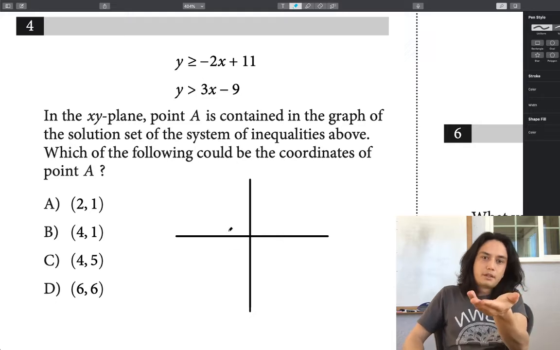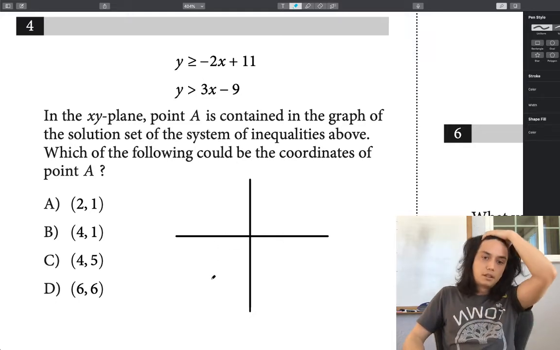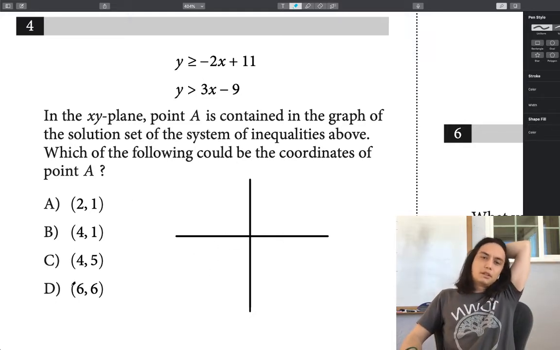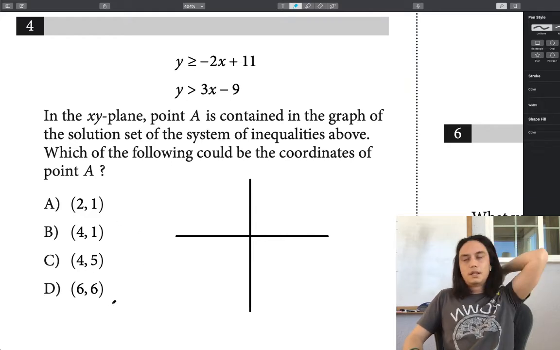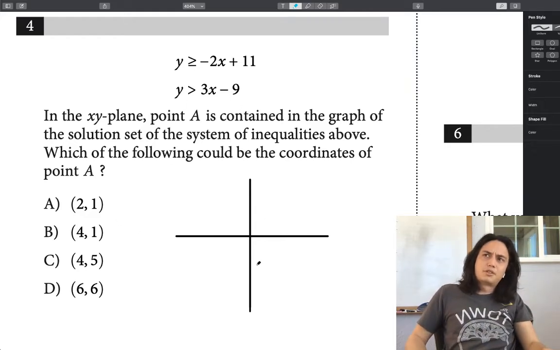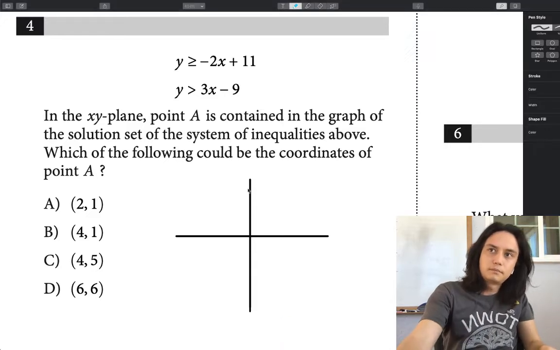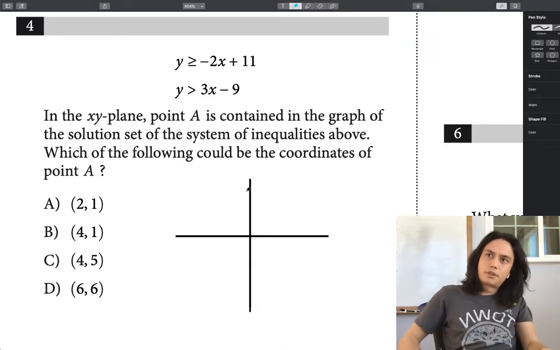So we're just going to graph this to start. It might literally be faster just to plug and chug and see which of these work for both of them, like where it's true. But I think graphing is probably also pretty fast. I'm going to graph this one first. This one, I always start with the y-intercept. This is going to start at positive 11, way up here, because this is the y-intercept.